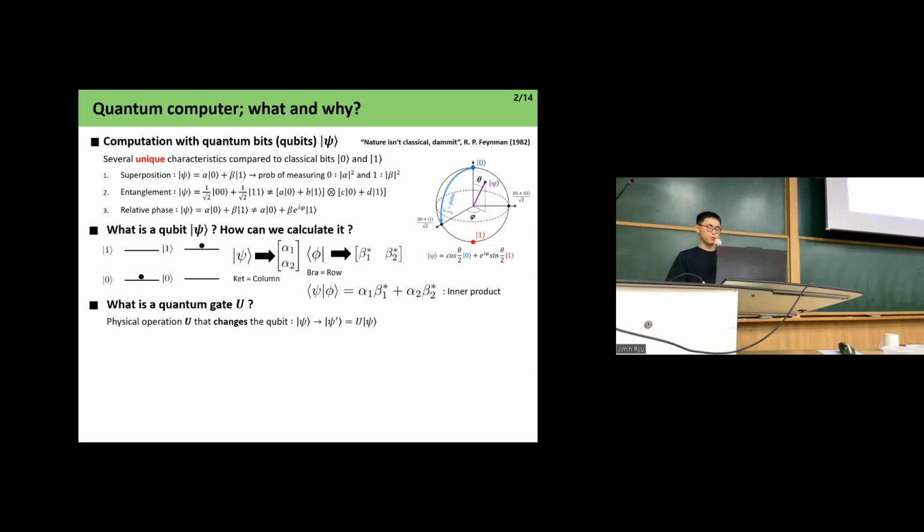If you have a qubit, but you have to change the qubit, you have to get some operations. Those operations are defined by quantum gates. So if you define the quantum gate U as follows, then you can change the state psi to psi prime by just matrix multiplications. To be precise, the matrix vector multiplications as follows.